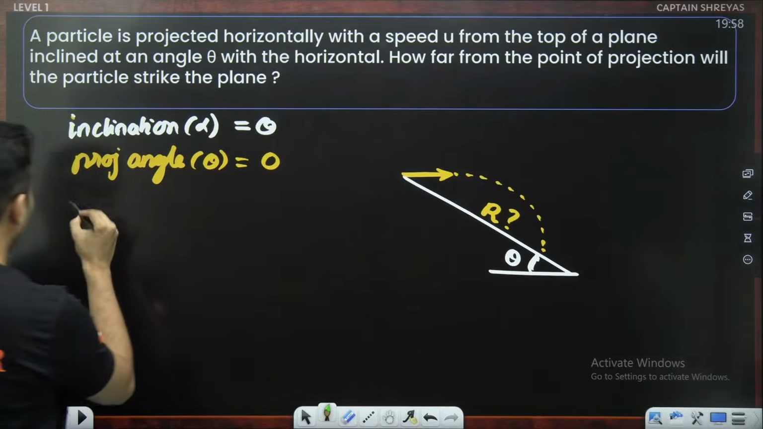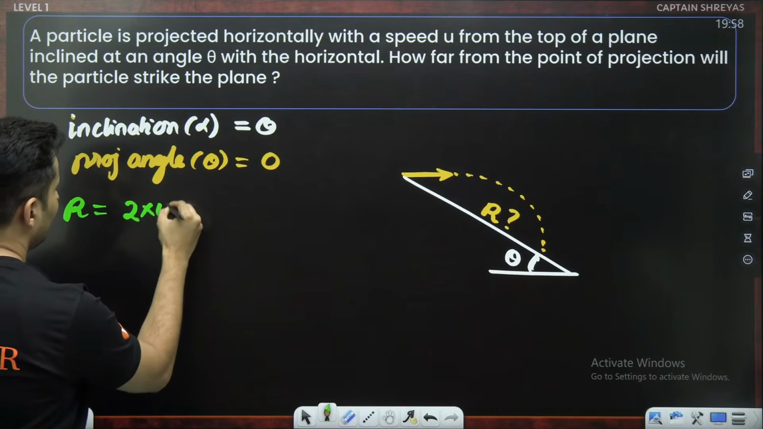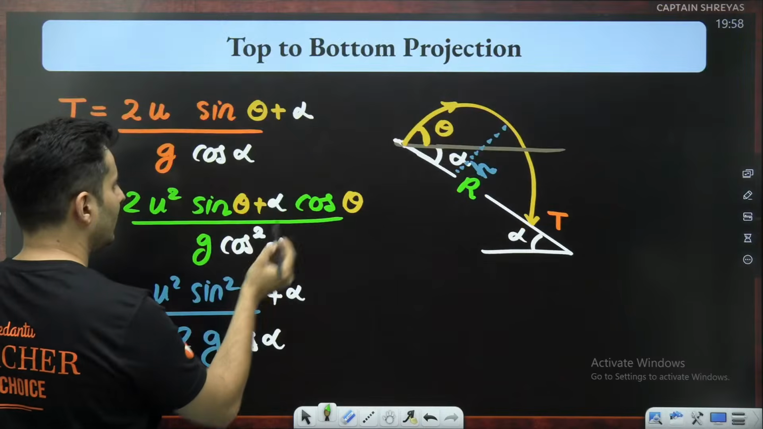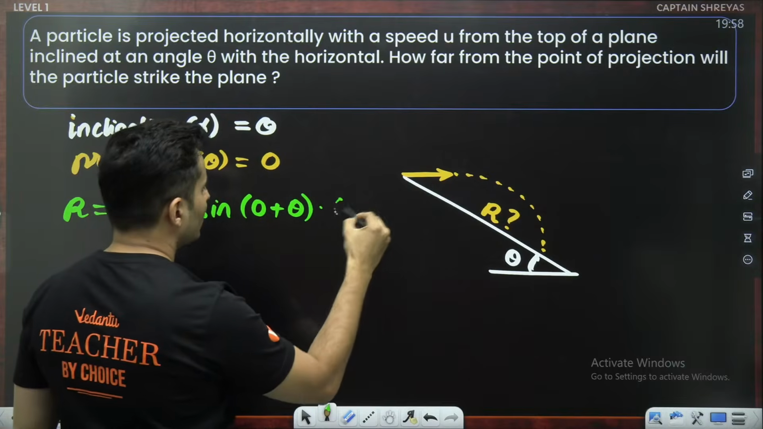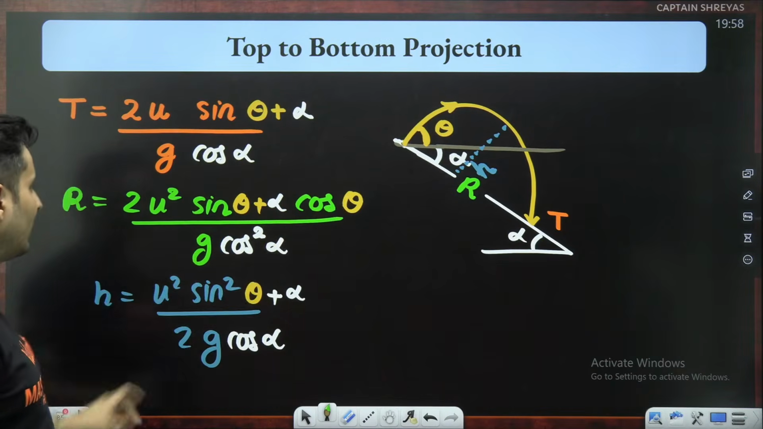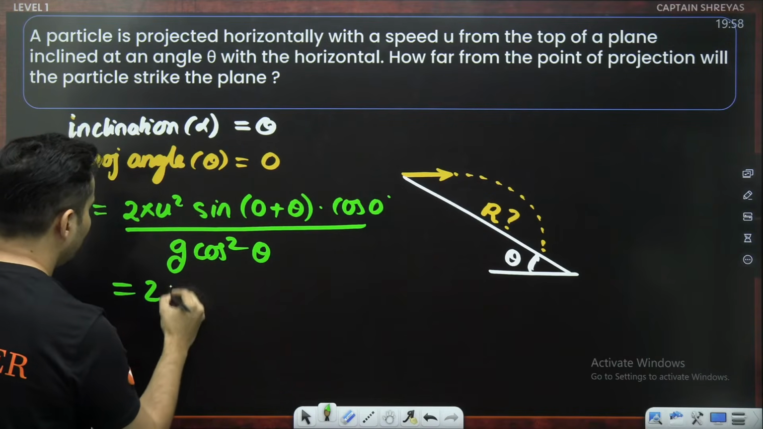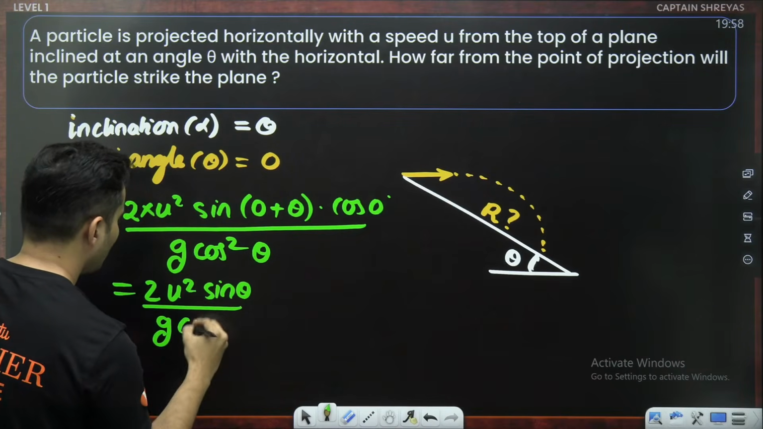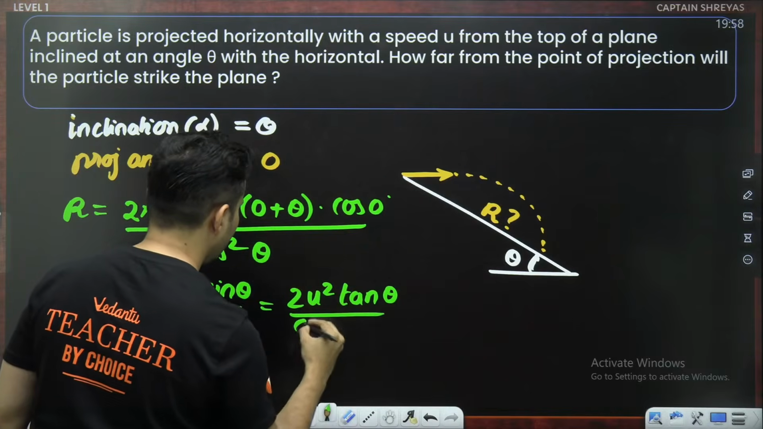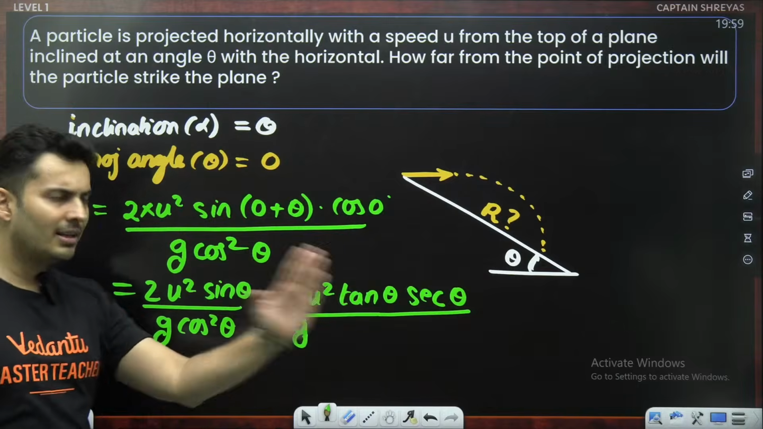Okay. So what do we have to find? We have to find the range. Let's find the range using our standard formula. What is it? 2u square sine(theta plus alpha). Theta over here is 0, plus alpha, alpha over here is theta, into cos theta. Theta over here is 0, so it will be cos of 0. Just observe, cos theta is over there, so theta is 0, upon g cos square alpha. Alpha is theta, so cos square theta. That's it. So it will become 2u square sine theta by g cos square theta. That is the answer. If you want to simplify it slightly, it will become 2u square tan theta by g. If you want 1 by cos theta, sec theta, you can put it as sec theta over here. That is the only way you can simplify it. Other than that, this is also fine.